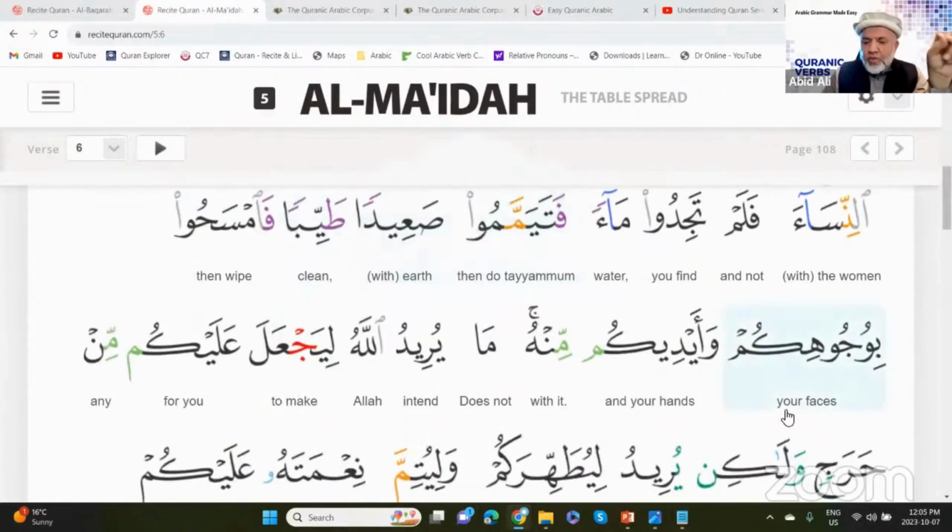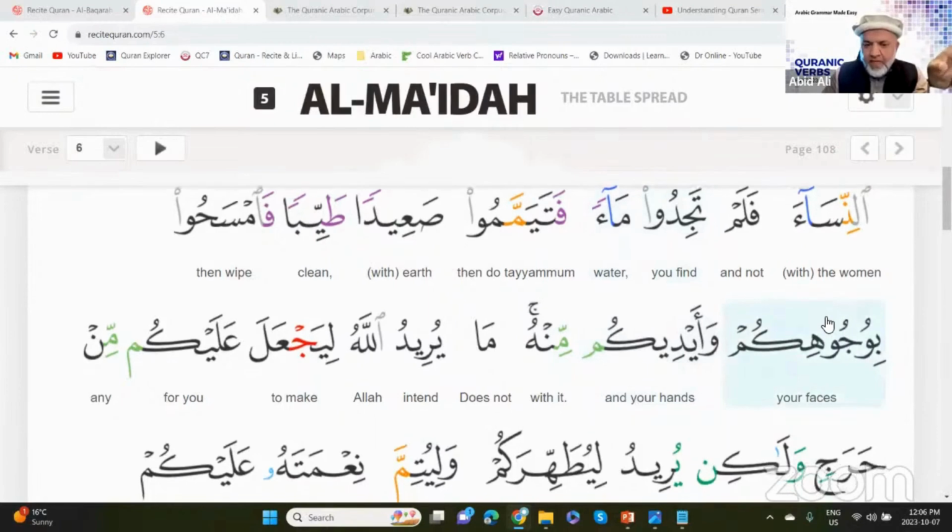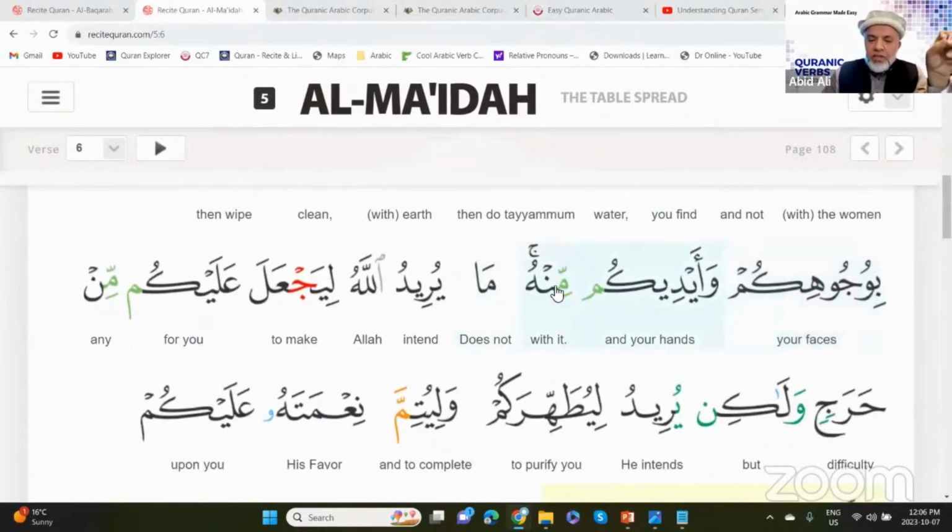Famsahu biwajuhikum wa aydikum min. Only your faces and your hands. There is no mention of feet or other things. Yes? And why is Allah subhanahu wa ta'ala doing this? Ma yuridullahu liyaj'ala alaykum min haraj. Because Allah does not intend to make for you any difficulty.